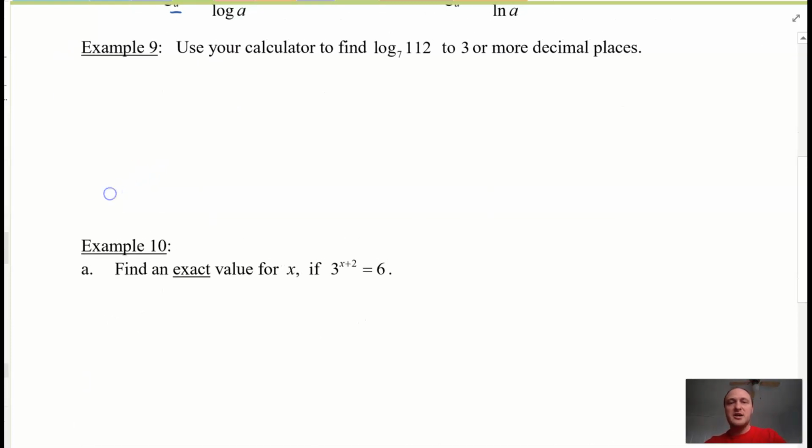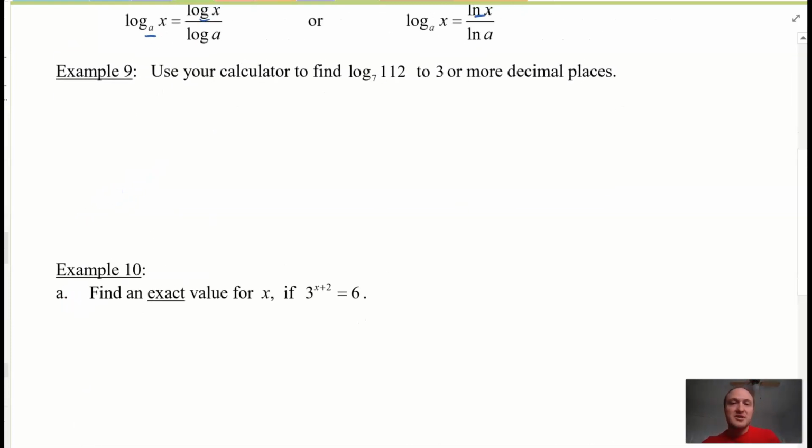So here it says, use a calculator to find what is log base 7 of 112 to 3 decimal places or more. So I'm just going to go ahead and rewrite it, kind of what they're talking about here.